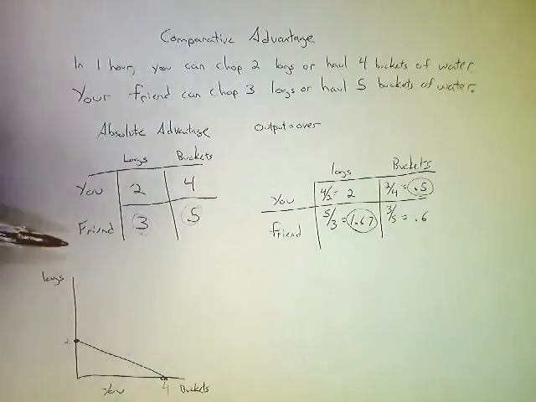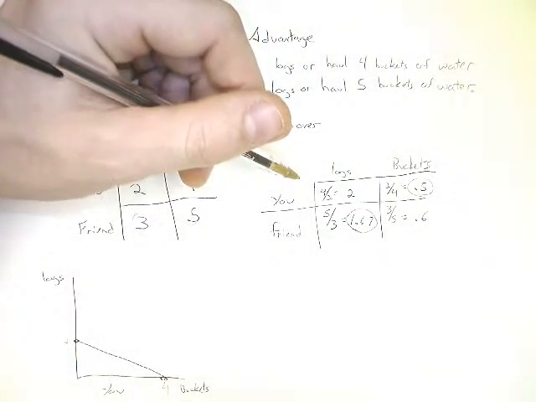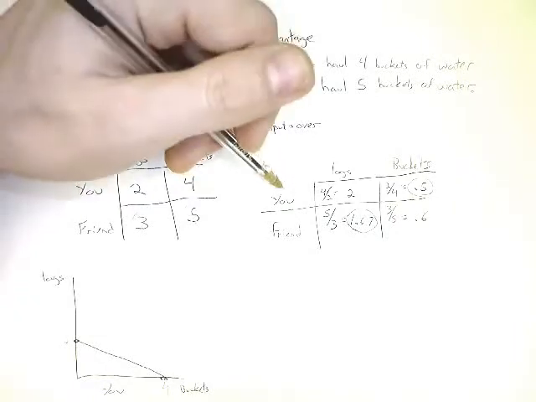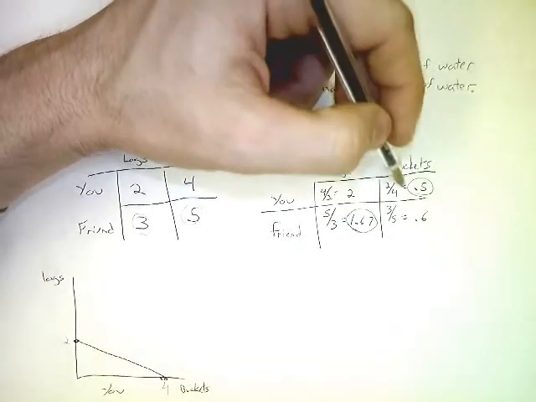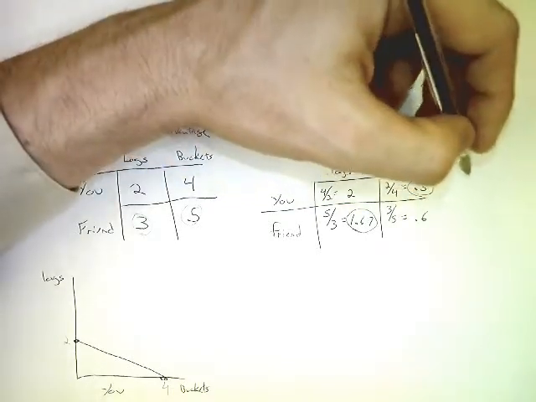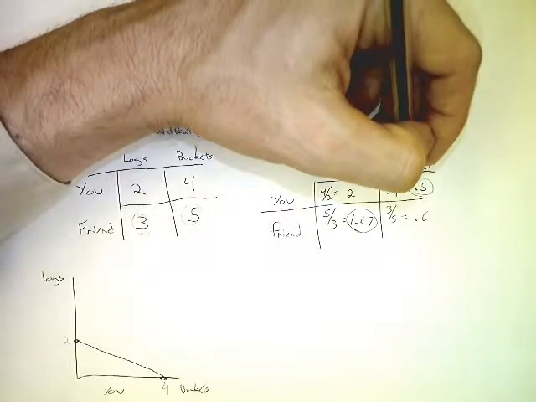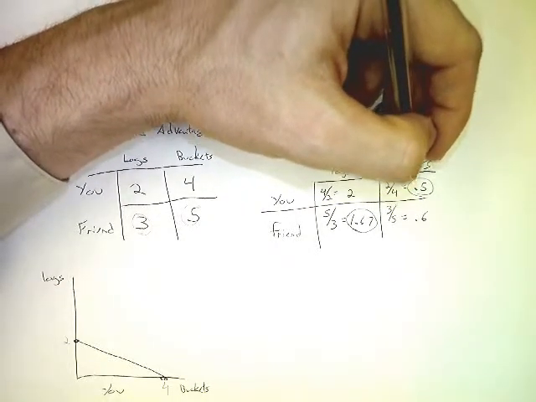How does trade benefit you? In order to do that, we'll have to determine the terms on which people are going to trade. So let's go back over to the comparative advantage chart to figure that out. You're going to produce buckets, and it costs you a half log to make a bucket. Well, if it costs you a half log to make a bucket, then this is your minimum price. In other words, you wouldn't sell a bucket for anything less than it costs you to make.